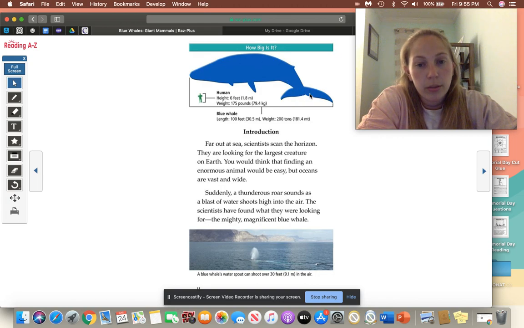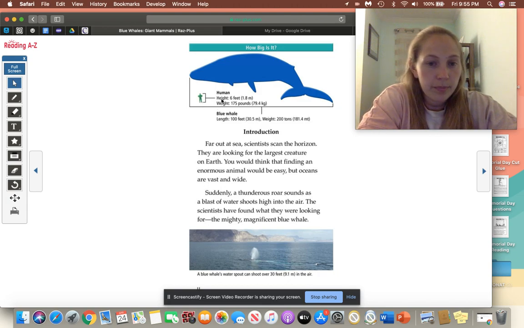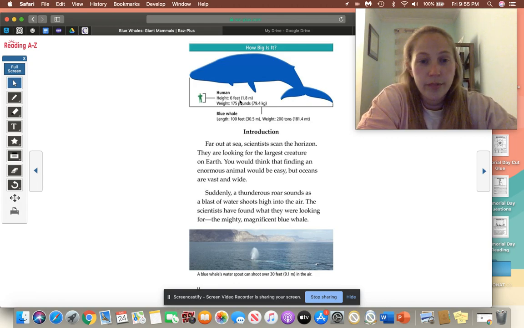So this is the blue whale. Now, here is a human. By comparison, a human is 6 feet tall on average and weighs 175 pounds. The blue whale, from the tip of its nose to the edge of its tail, is 100 feet long and weighs 200 tons. So imagine how many humans long that would be. That's a lot.